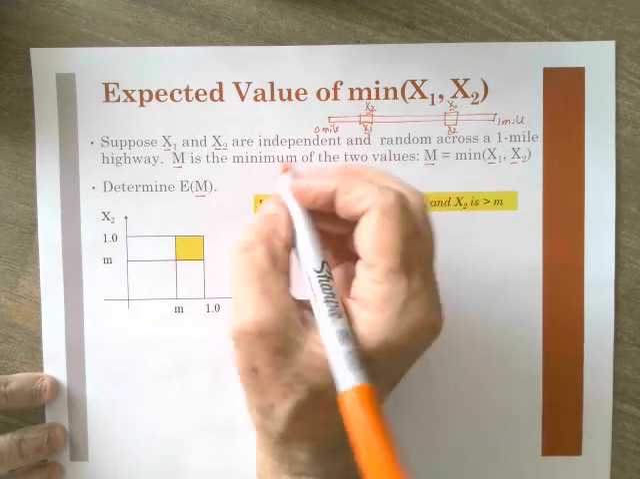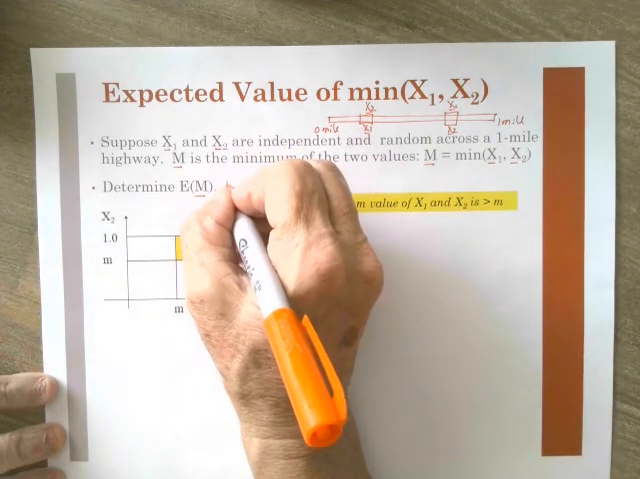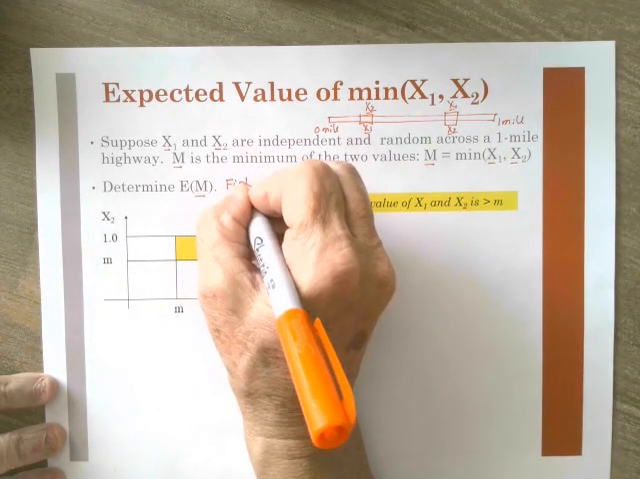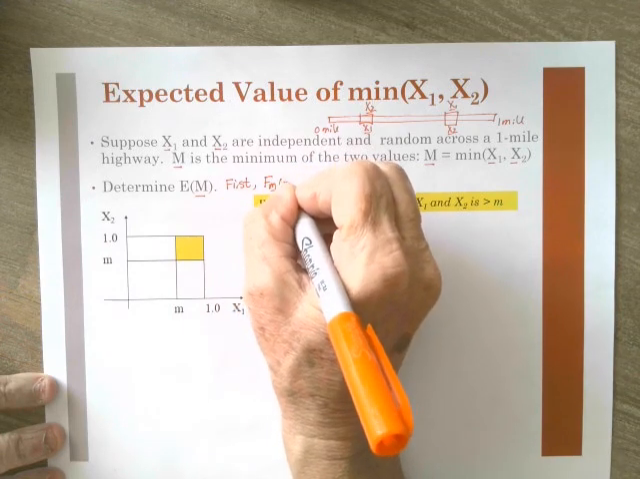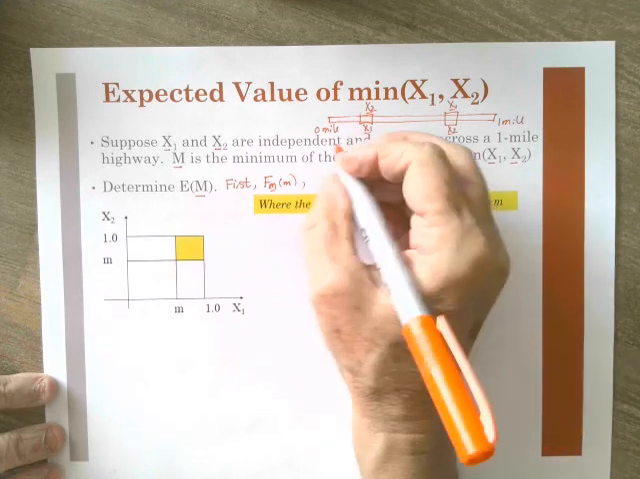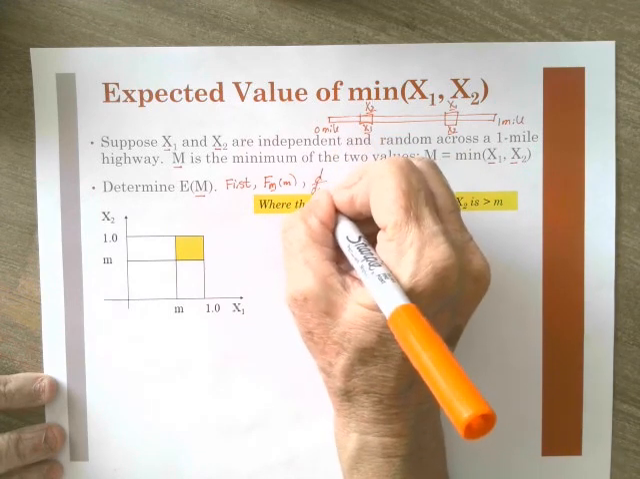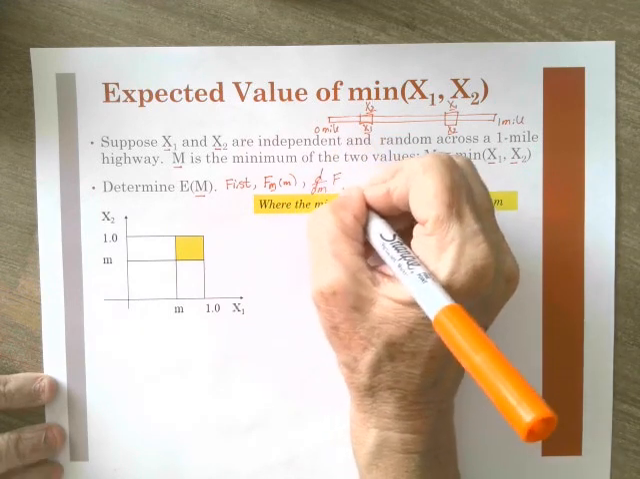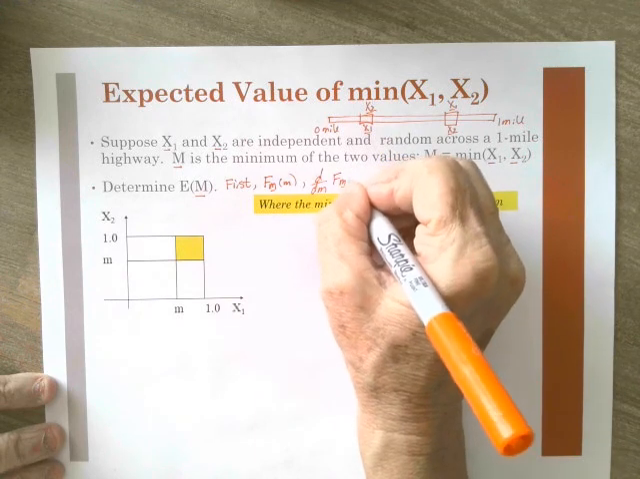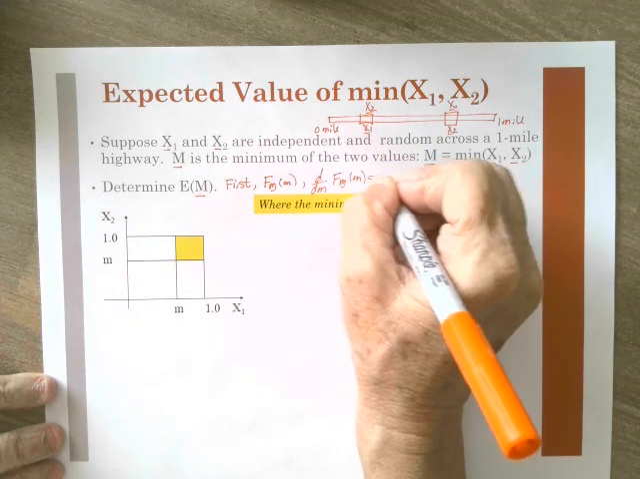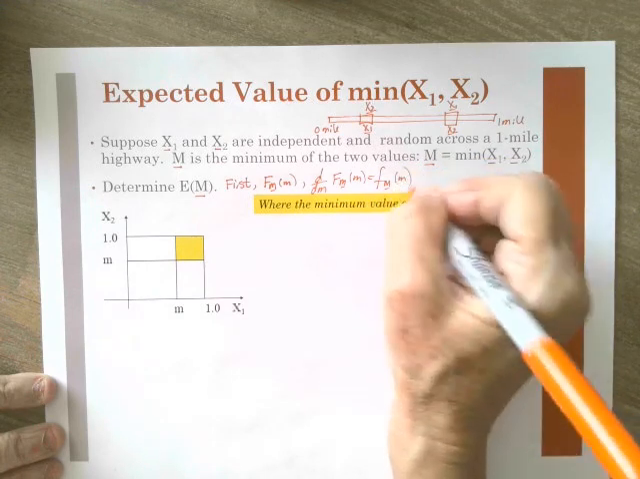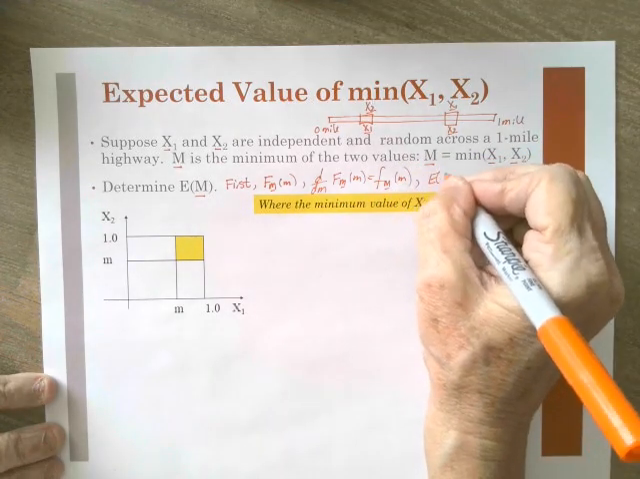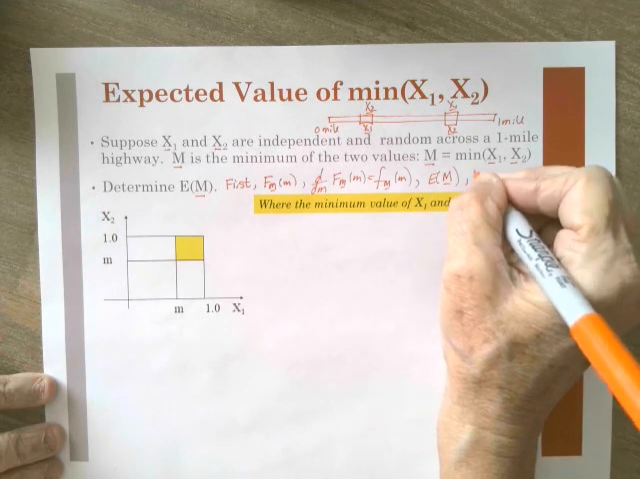What are my steps that I'm going to do? The first thing I'm going to do is get capital F_M of m. Then I'm going to take the first derivative of it, and I'm going to get the PDF of M, and then I'm going to use the PDF to get the expected value and the variance if I want it.